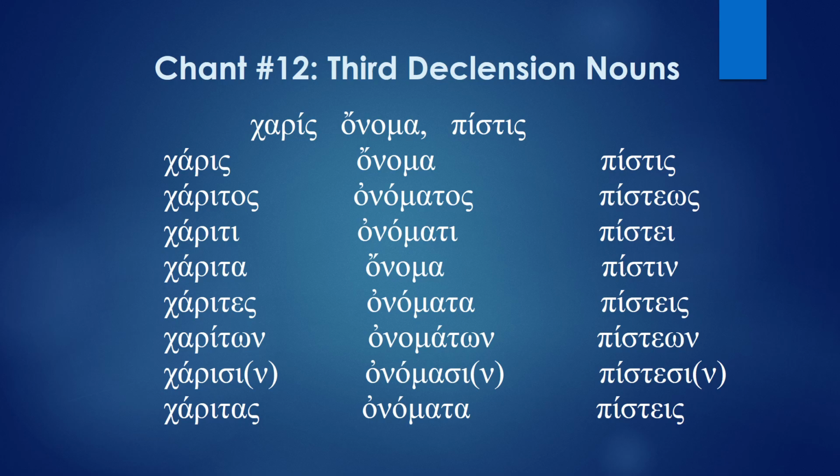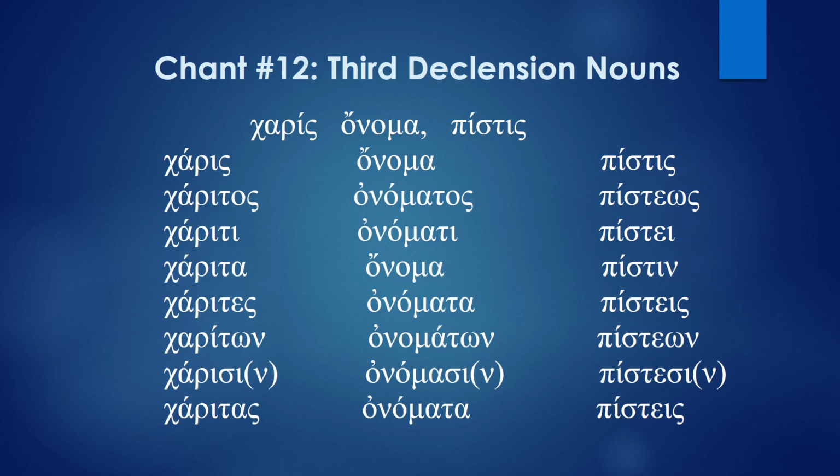Pisteis means faiths, nominative plural when it's used as the subject of the sentence. Pisteon is of faiths, genitive plural form. Pistesi is the dative plural, to or for, or with, faiths. And pisteis, the accusative plural, faiths, when it's used as the object of the sentence.